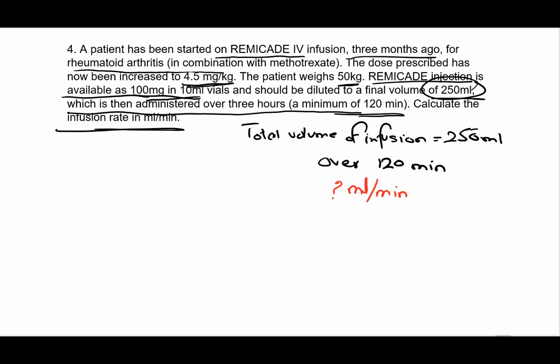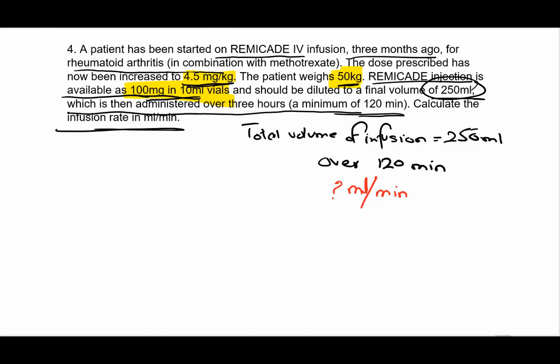If you look at this, we don't need to make use of a lot of the information given in the question. This is an example of a question where a lot of information, like the weight of the patient, the dose and the concentration of the solution, is given just to confuse you. We don't need those numbers, because we simply need to find the infusion rate, and we have been given the total volume and the total time.